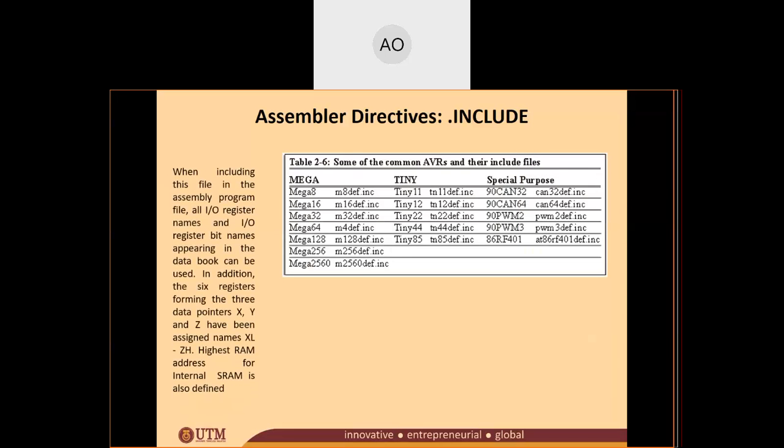Okay, so when including this file in the assembly program, all IO register names and IO register bits that appear in the data book can be used. Every time you include this file, for example for ATmega32, we need to include this file here. The file name is m32def.inc. So all the IO register names and IO register bit names that appear in the AVR book can be used. So you no longer need to know the IO register addresses. You can use the names.